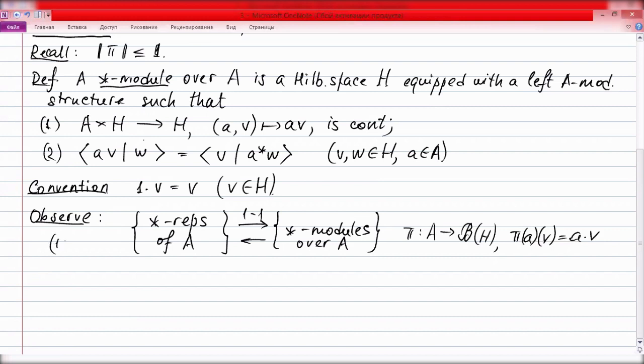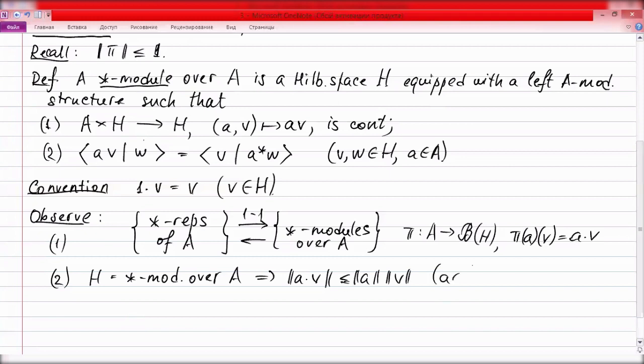And let's also observe that if H is a star module over A, then the following inequality holds. Well, this follows from the fact that the norm of the respective representation is less than or equal to 1. Okay, so in summary, we see that we have two equivalent languages, the language of representations and the language of modules. And sometimes it is convenient to switch between the two languages, depending on the situation.